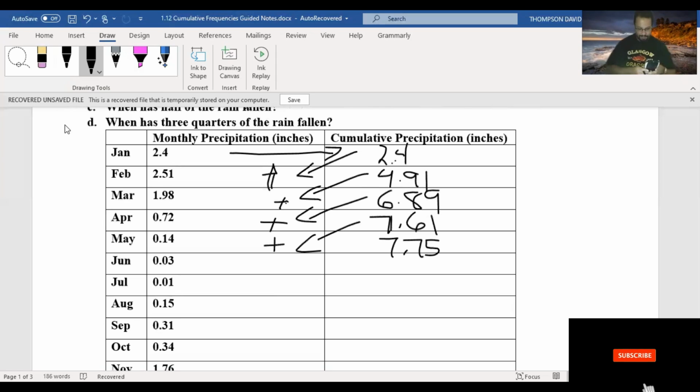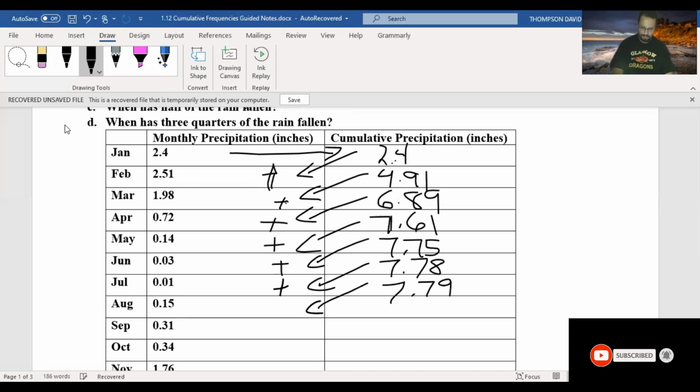Then we're going to add in the month of June, which is 0.03, to have a running total at this point of 7.78. Then we're going to add in the month of July, which is 0.01, to have a running total of 7.79. Then we're going to add in the month of August to have a running total of 7.94. Then we'll add in the month of September to have a running total of 8.25.